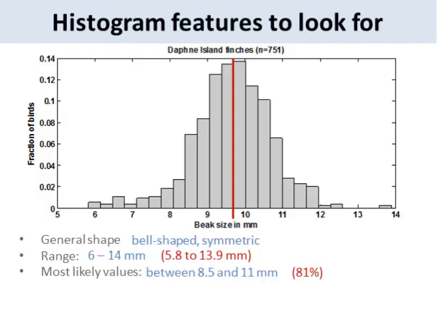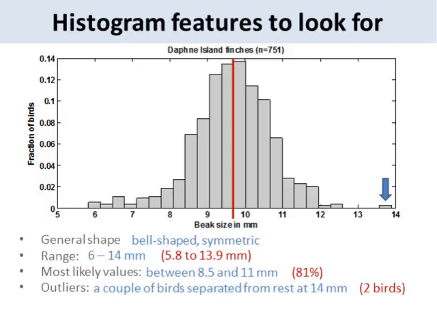You should also look for any outliers. Notice that there's one box way out there on the right at just under 14 millimeters. I guess that there were a couple of birds in it, and it turned out to be 2. Just a lucky guess on my part.